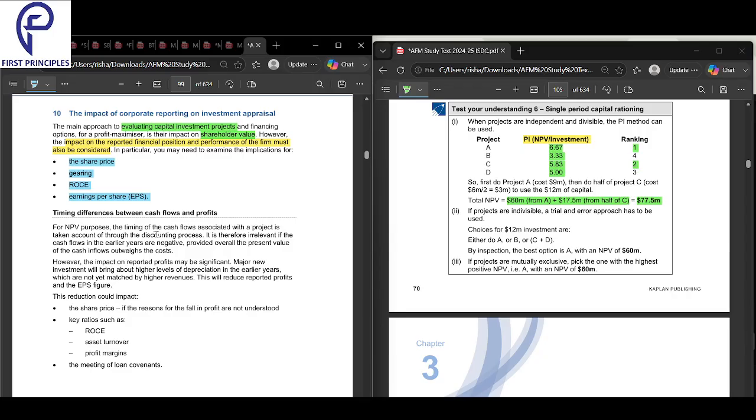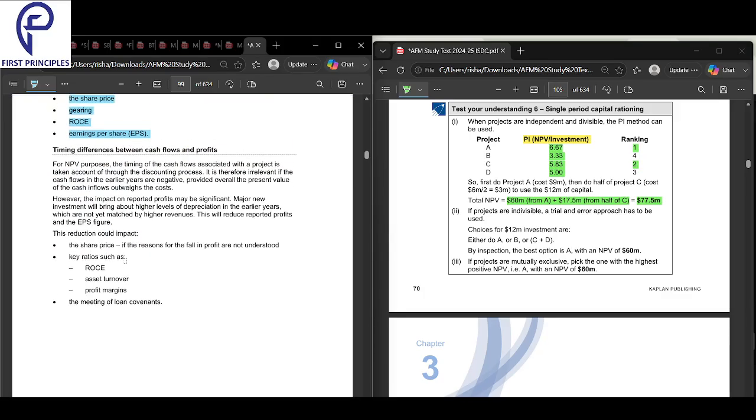So what they're saying is, evaluating a capital investment project, use NPV. The goal is to increase the shareholder value, but NPV is not the only thing. You must also check how the project will affect the company's reported results: the share price of the company, the gearing level, the ROC, and the EPS. So you just don't assess a project by what it will do to the shareholder wealth. You also assess the project based on how it will impact the financial position numbers like share price, gearing, ROC, and EPS. So that also is a metric to measure performance. You just can't keep it on how much shareholder wealth it is increasing. That's a very narrow way of looking at it.